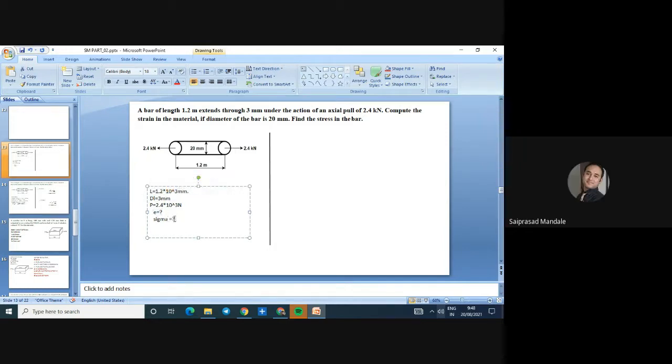So how to calculate stress? Sigma is force P divided by area. Do we have a P? Yes, it is 2.4 into 10 raised to 3. So that is P. What is the area? We have diameter. How much diameter is given to us? 20 mm diameter. Perfectly correct. So can we identify stress and strain? Yes. Please go ahead and calculate the value of stress and strain.